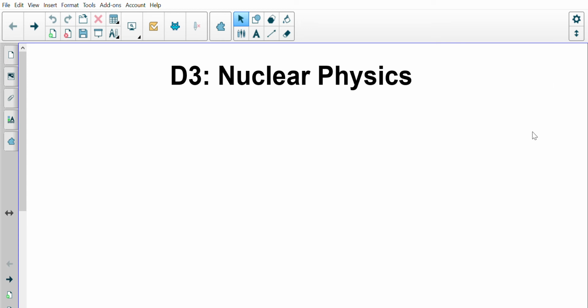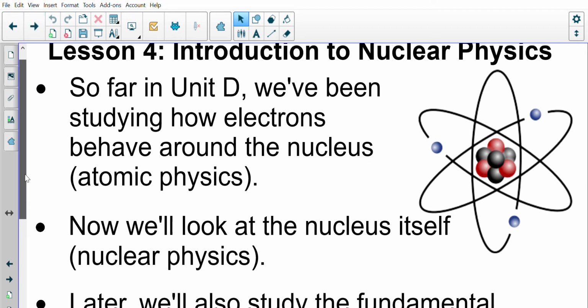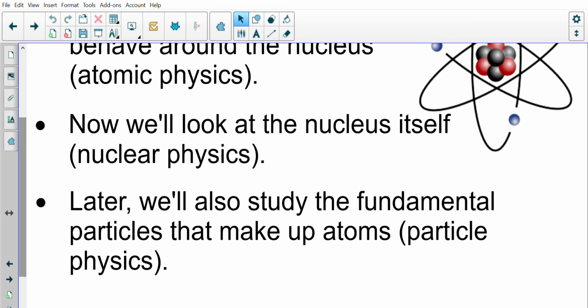All right, today we're starting outcome D3, which is nuclear physics. The first lesson in this outcome is lesson 4, Introduction to Nuclear Physics. Just to recap, so far in Unit D, we've been studying how electrons behave as they orbit the nucleus. Or in other words, we've been studying the atom as a whole, so we've been doing atomic physics. That was D1 and D2. Now we're going to look at the nucleus itself in more detail. So that's why this is called nuclear physics.